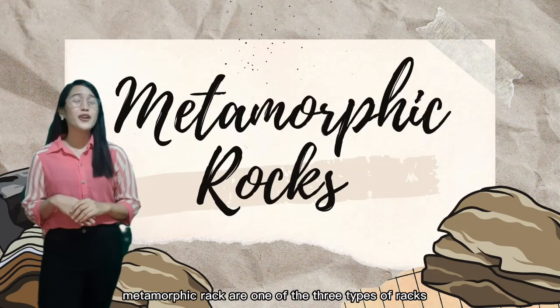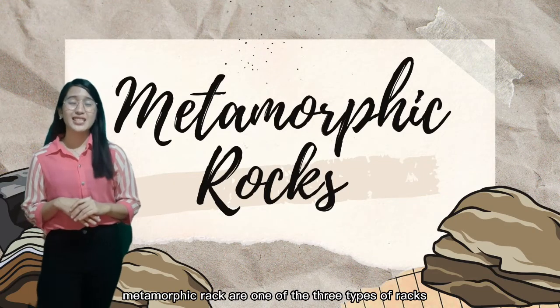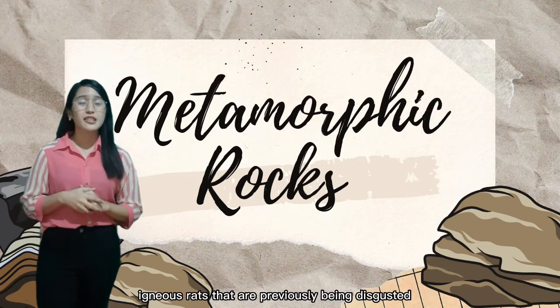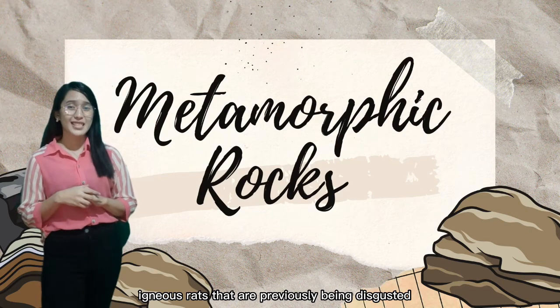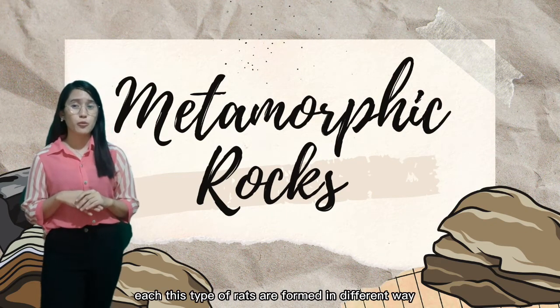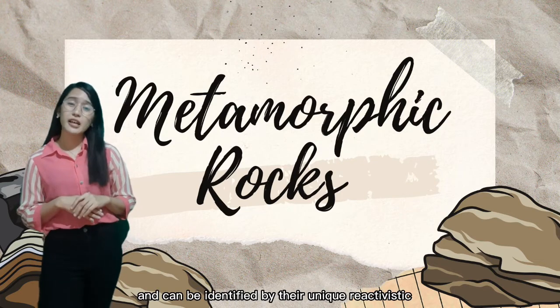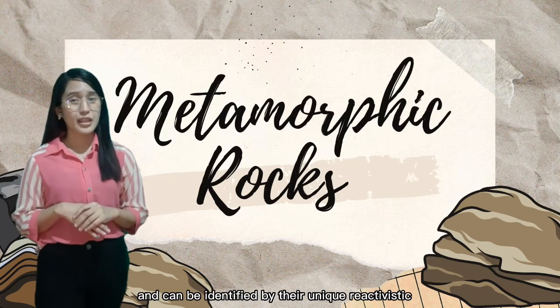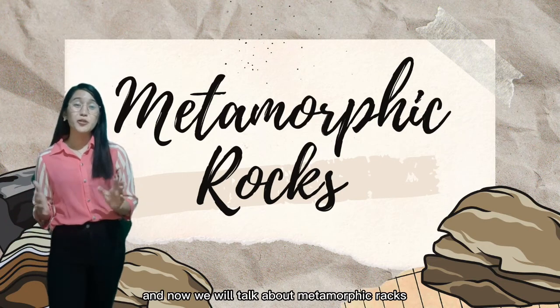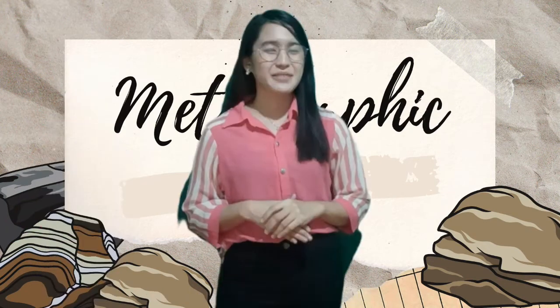Metamorphic rock is one of the three types of rocks, and the others are sedimentary rock and igneous rock, which were previously discussed. Each type of rock is formed in its own way and can be identified by its unique characteristics. And now we will talk about metamorphic rocks.